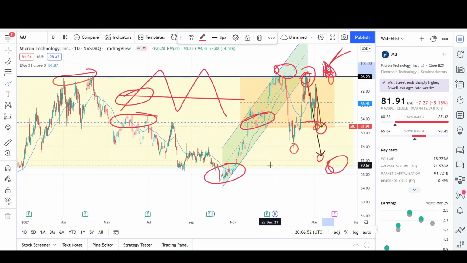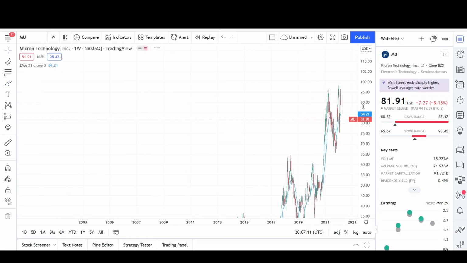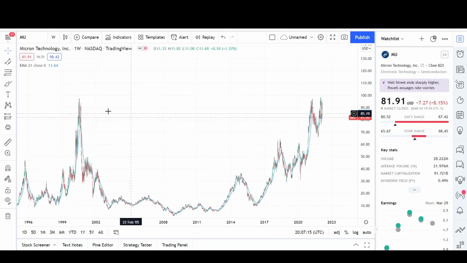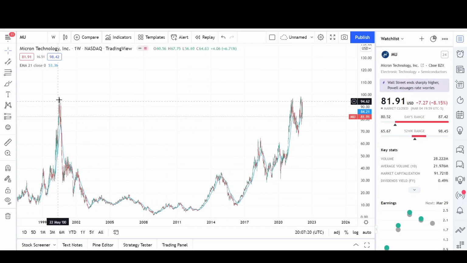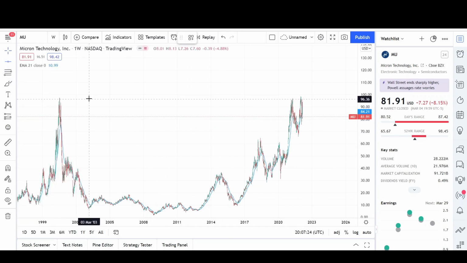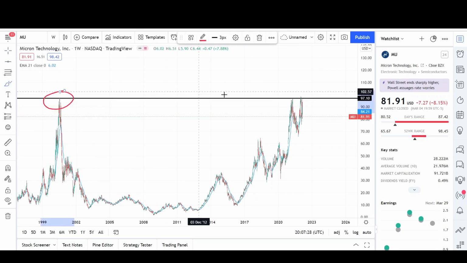Let's wrap this up on the weekly chart. I want to show you guys something important. When you zoom out on the chart and see all the price bars since the dot-com bubble back here in 2001, you see that we came right up to that previous point and started selling off. So this is pretty much a triple top. This was the first high, this was the second high, and this was the third test.